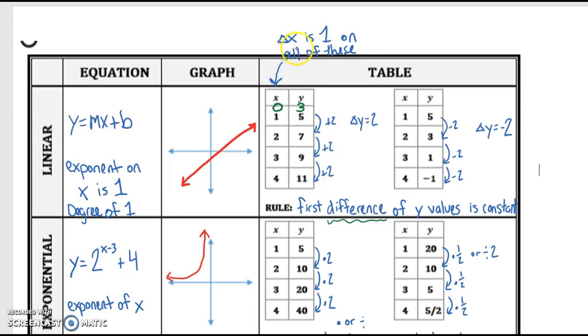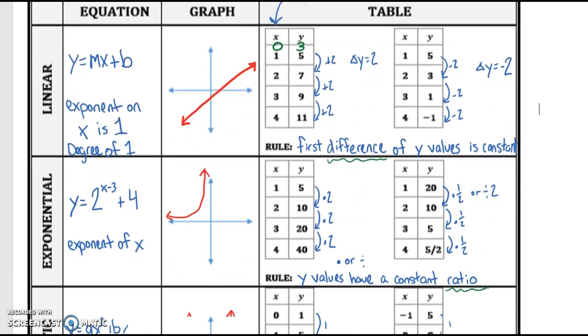First thing, notice that the difference of the x values is 1 on all of these. So that's why we can ignore that and just focus on the y's. So your delta y, your change in y, is 2 on this one and -2 on these. So that is a common or constant difference. So linear, going to make a line.